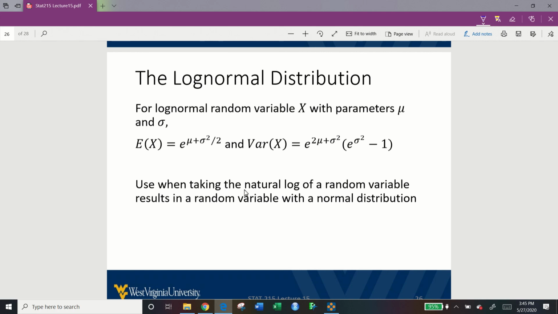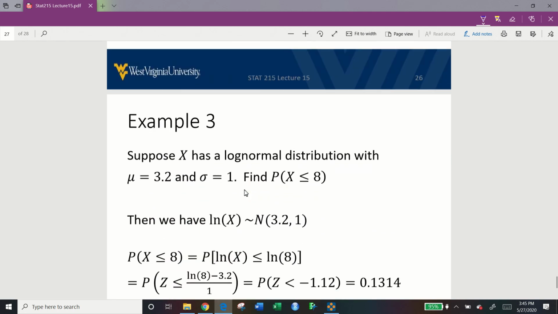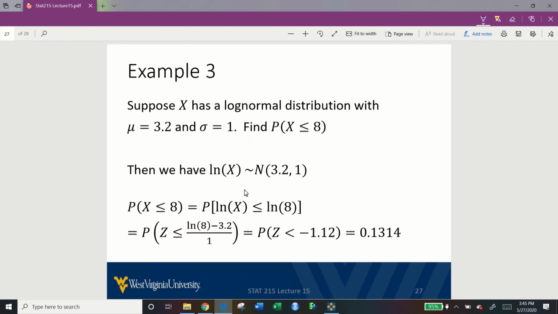Let me rephrase that because I feel like that came out a little funky. We're going to use this when taking the natural log of a random variable results in a random variable with a normal distribution. So that's why you see the double variances.